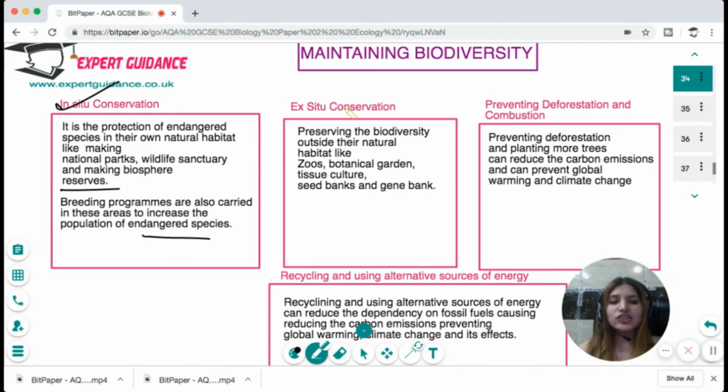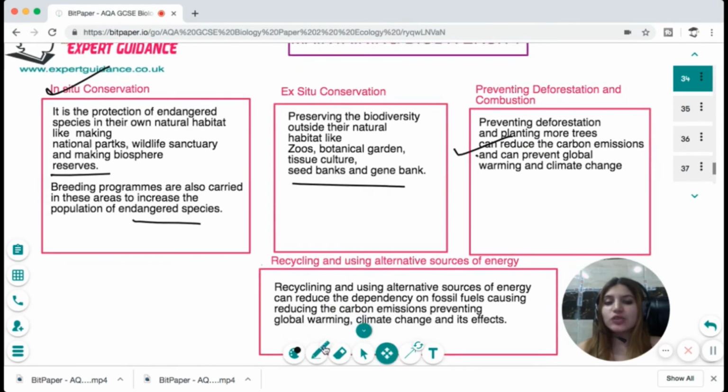In ex-situ conservation, we make protected areas where conservation is carried out, like zoos, botanical gardens, tissue cultures, seed banks, and gene banks. Then we can prevent deforestation and combustion, which can reduce the carbon emission, and we can recycle and use alternative sources of energy, which can reduce the dependency on fossil fuels, reducing the carbon emission, preventing global warming, climate change, and its effects.